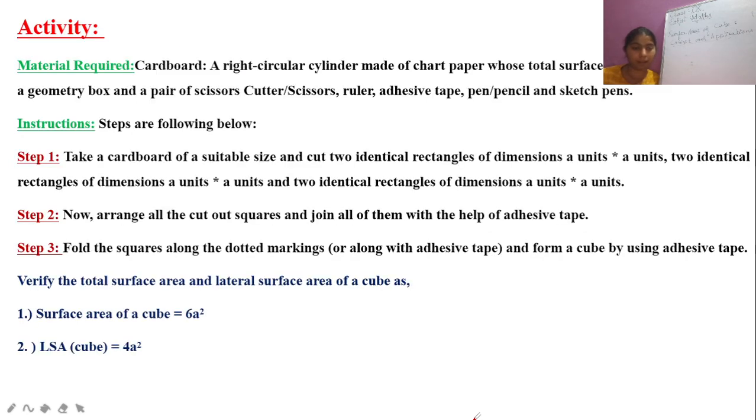Okay, now students, at the last we have an activity. For that activity I pasted some materials along with 3 steps to follow, and you have to verify the total surface area and lateral surface area.